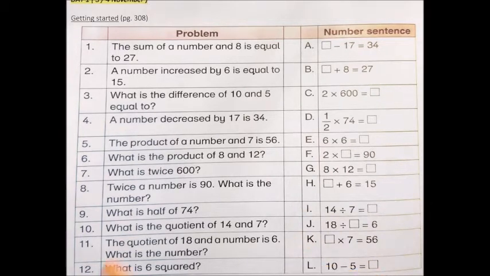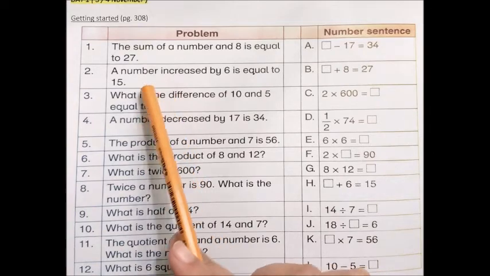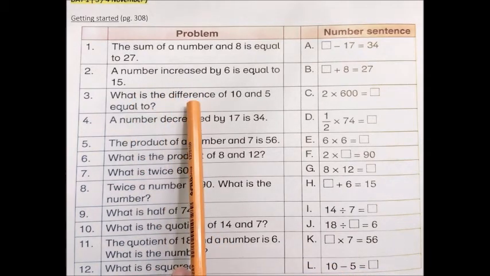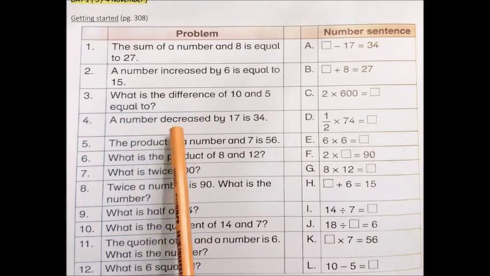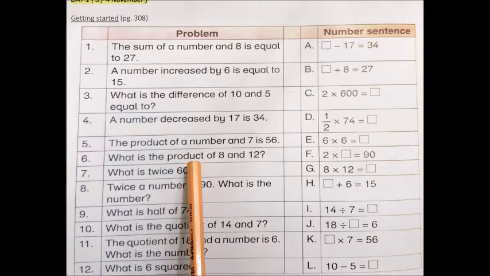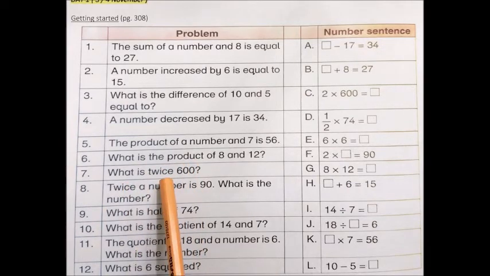As we read through the rest, it says a number is increased by. What is the difference? A number is decreased by. Product. Again, product. What is twice? Twice a number. What is half? And at number 10 and number 11, that means divide. Okay, so it means division.